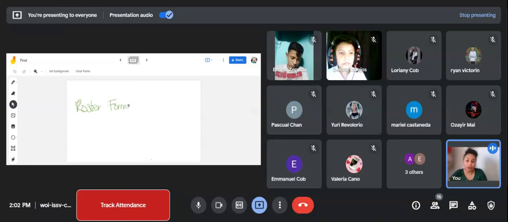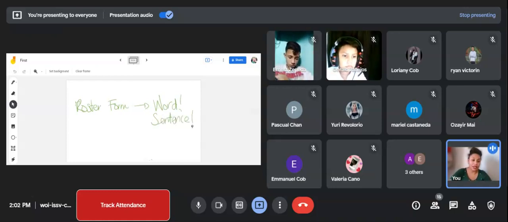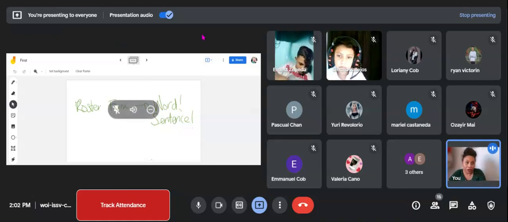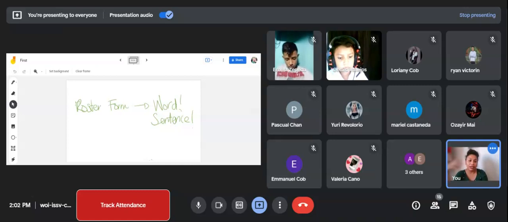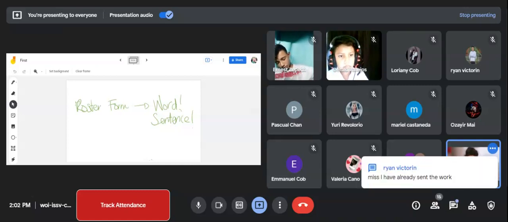Now, roster form is basically using words. You're using a sentence, and this is going to describe what this set has. So we no longer want to see the numbers, the words, the elements. You don't want to see that anymore. You just want a phrase or a sentence that describes what the set is giving you.